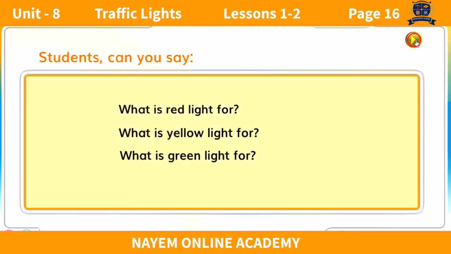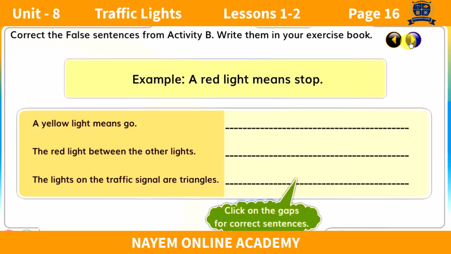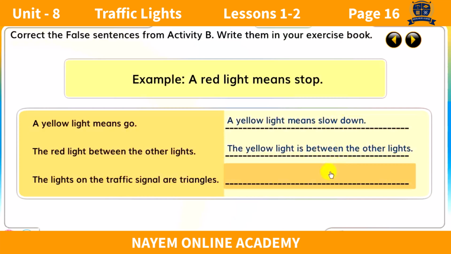Correct the false sentences from Activity B. Write them in your exercise book. Example: a red light means stop. A yellow light means slow down. The yellow light is between the other lights. The lights on the traffic signal are circles.